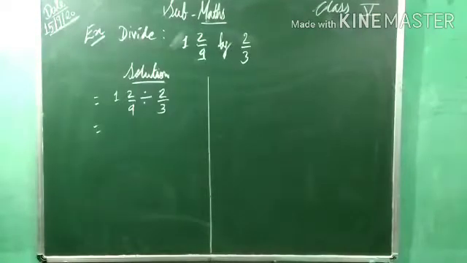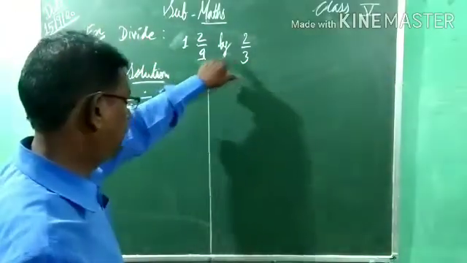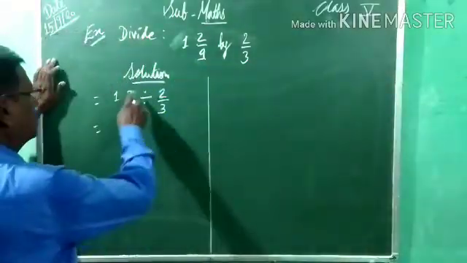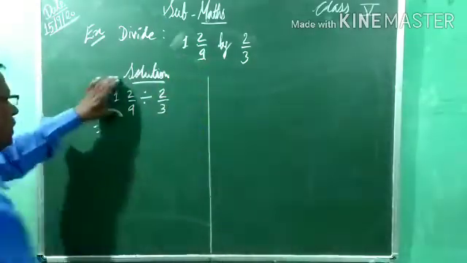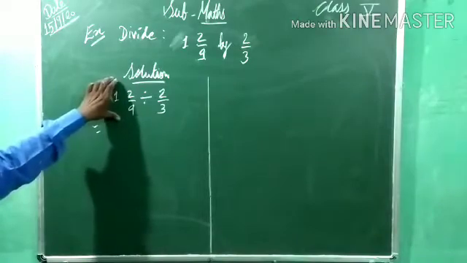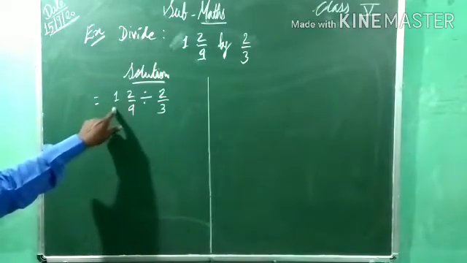Now look at the example. Divide 1 2 by 9 by 2 by 3. 1 2 by 9, and this is the symbol of divide, 2 by 3. Now actually 1 2 by 9 means which type of fraction? This is a mixed fraction. 1 is the whole number and 2 by 9 is the fraction.